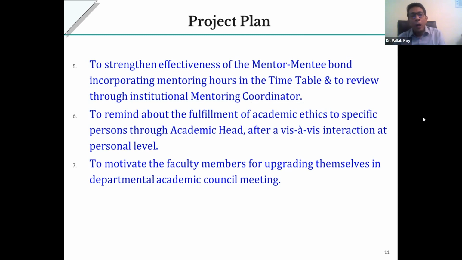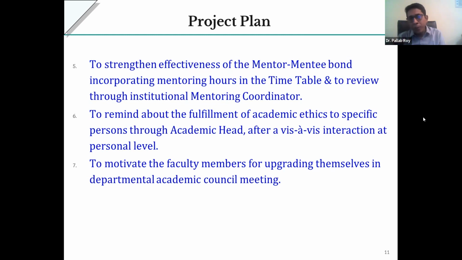The sixth point is to remind specific persons about the fulfillment of academic ethics through the academic head. I'm not talking about all of them. There are very few cases where it is necessary to remind them that they are in a profession where some academic ethics need to be followed. This is to be done by direct interaction at a personal level, and then a vis-a-vis interaction with the academic head.